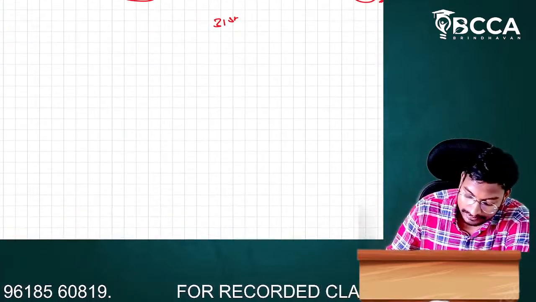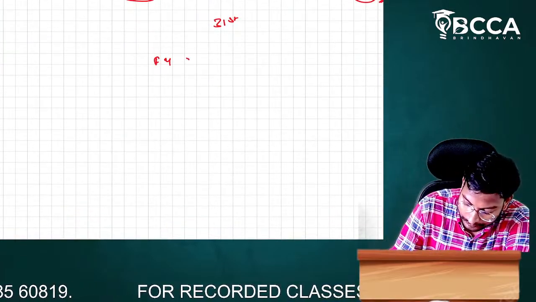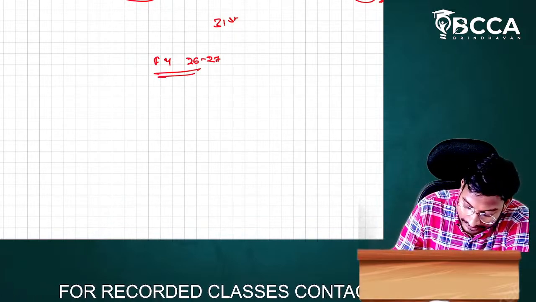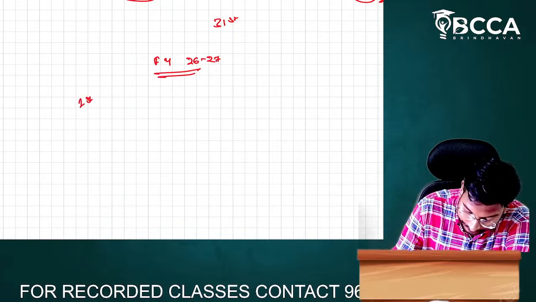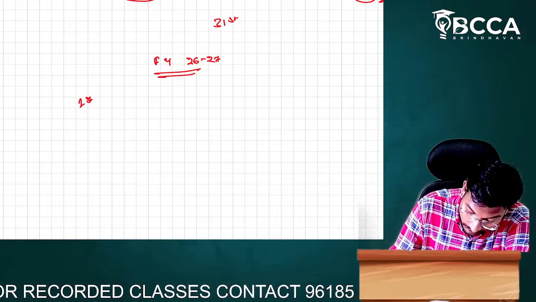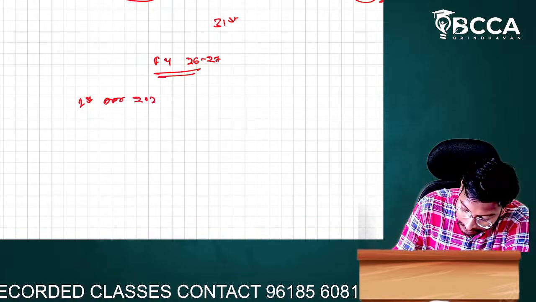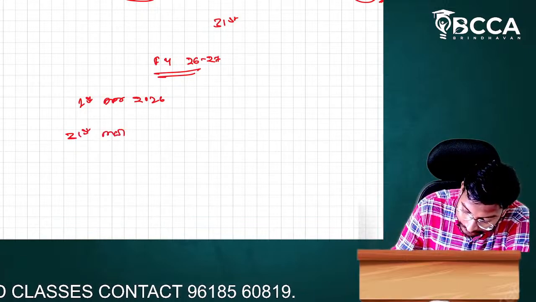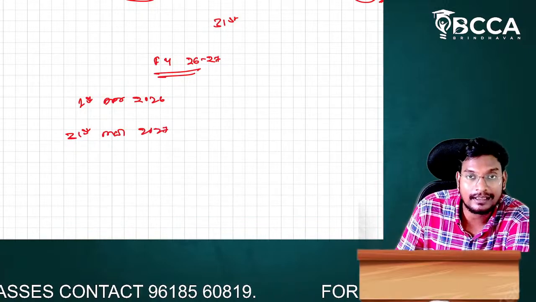Now let us discuss the financial year 26-27. What is the starting date? 1st April 2026 is the starting date. What is the ending date? 31st March 2027 is the ending date.